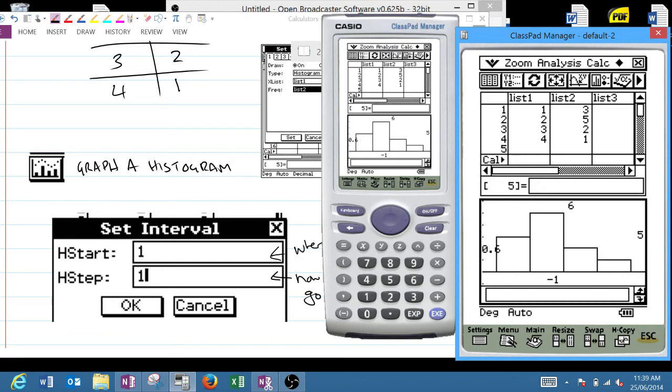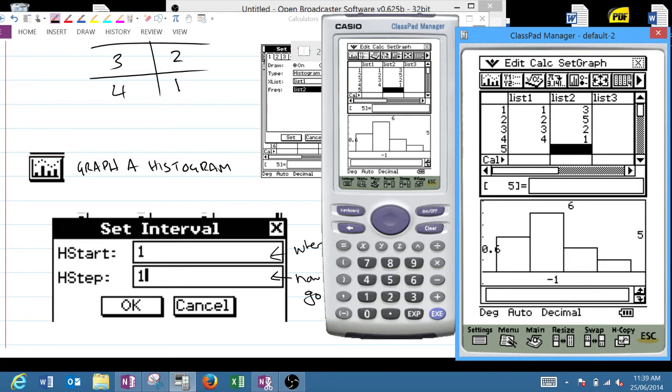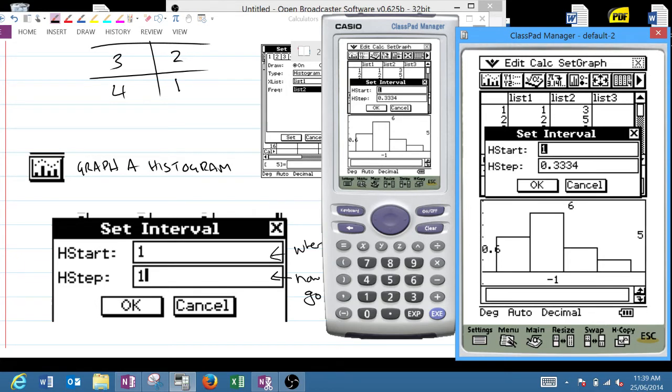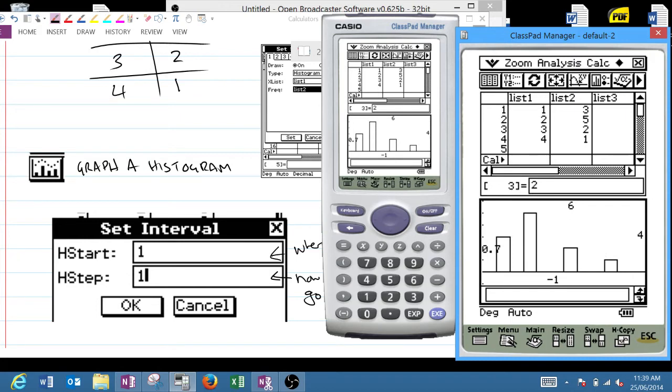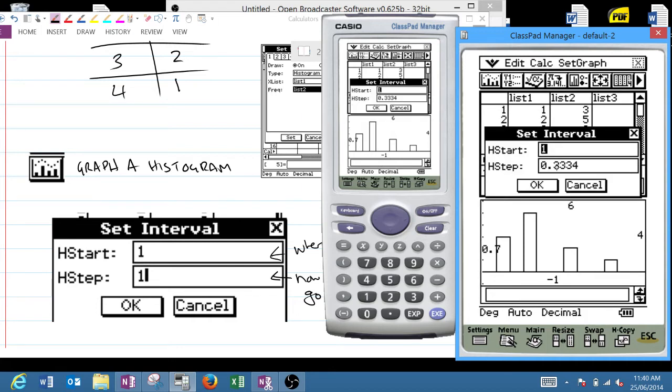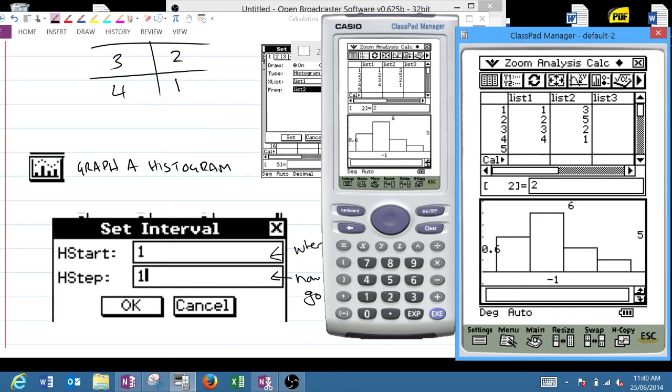If I didn't do that, I'm just going to go back for a second. If I didn't do that and I went, I want a histogram, and I leave it, it comes up with a histogram which isn't right. Can you see how that histogram there is not correct? So it's really important, if we want to be able to see what the histogram looks like, that we make sure we get that H start and H step right. Right, so I'll try it again. 1, 1, and so now we've got a nice histogram there.